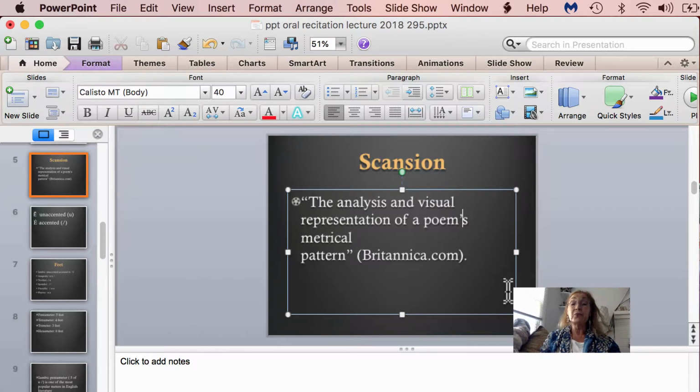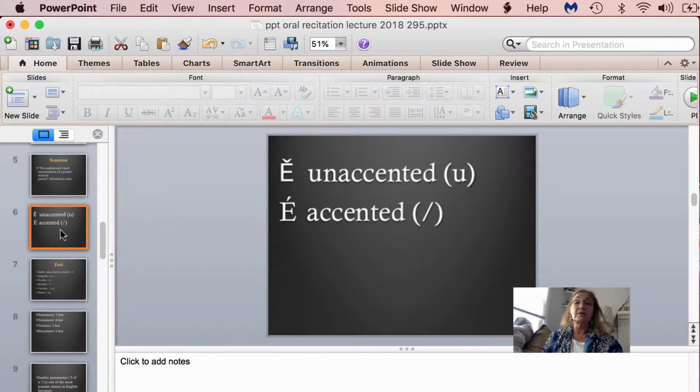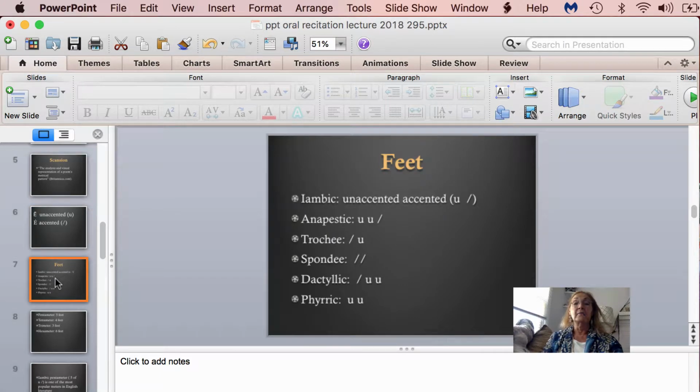Scansion is the analysis and visual representation of a poem's metrical pattern. It's very technical, but as with all things technical, it helps us to do other wonderful things. So you look at words, you look at accented and unaccented syllables. The accented is represented by a backslash. The unaccented will be represented with a U. And having your ear attentive to the accent can help you to understand what are the most important words and how the changing of accented and unaccented can lead you into a different mode or mood in the poem.